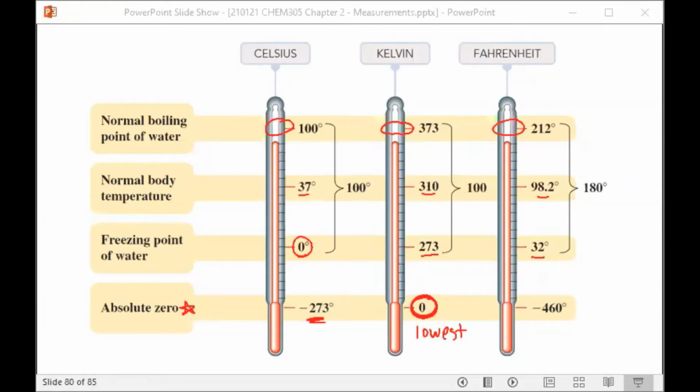The Fahrenheit scale was set up not based on the boiling point of pure water, but based on the freezing point of a saline solution, which is why the Fahrenheit scale is a little bit off and different from the metric scales of Celsius and Kelvin.